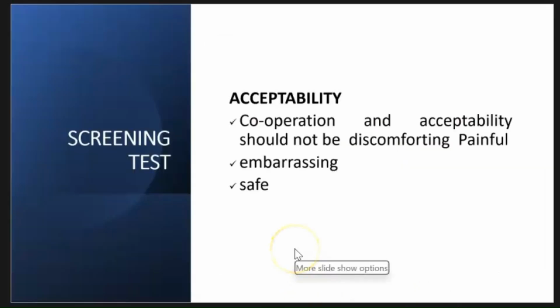So the first criterion is acceptability. Whatever test we are using, it should be acceptable to the people. It should not be very painful or embarrassing, and it should be safe. And obviously there should be cooperation of the community.